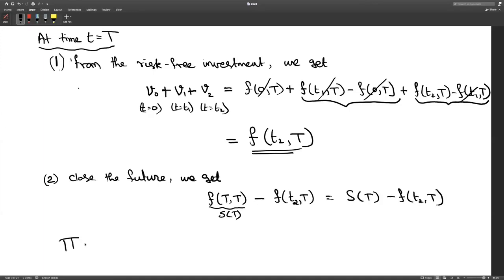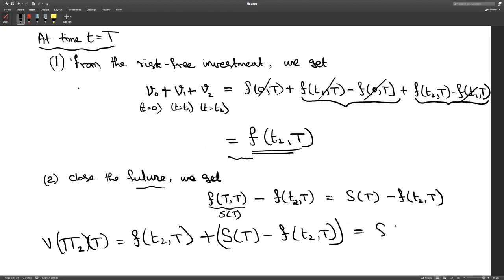So you have S(T) minus F(t2, T). So your portfolio at t equal to capital T is going to close this and also close this future. It basically will not have anything in its portfolio. Therefore, the wealth that you obtain out of all these portfolios is going to be the sum of these two values. That is, from the risk-free investment you are getting this, and from the future you got this. So its sum is actually S(T), at capital T.